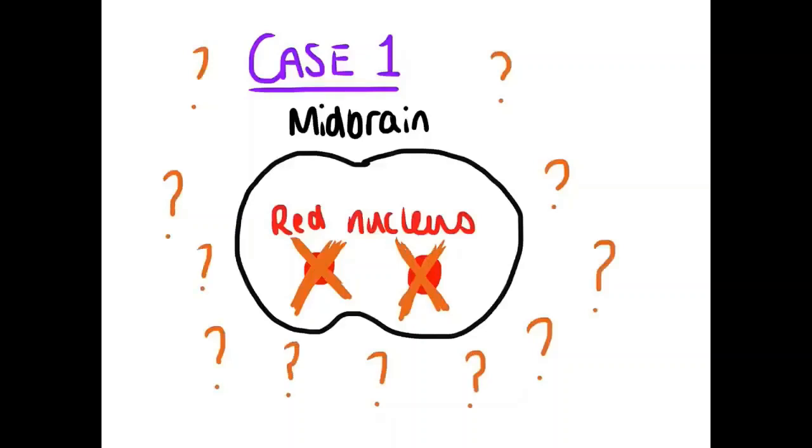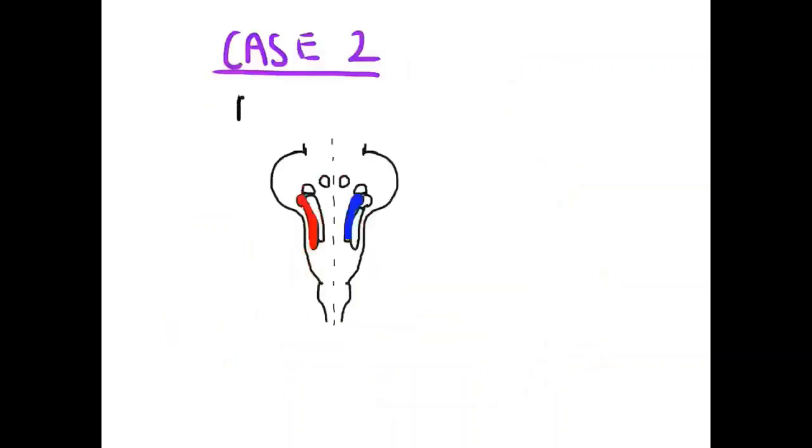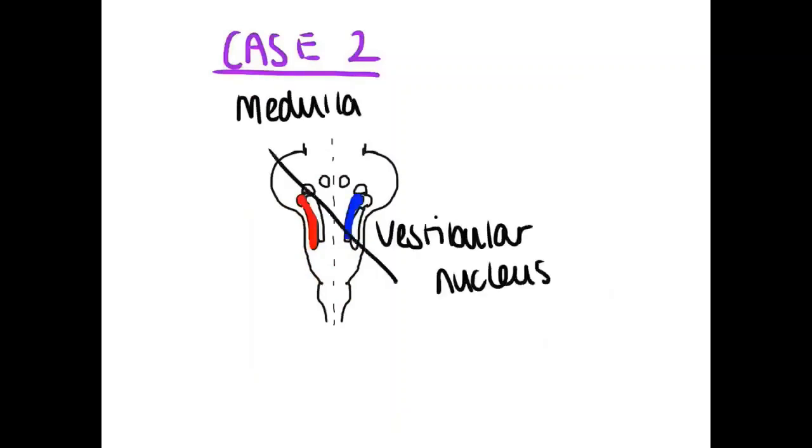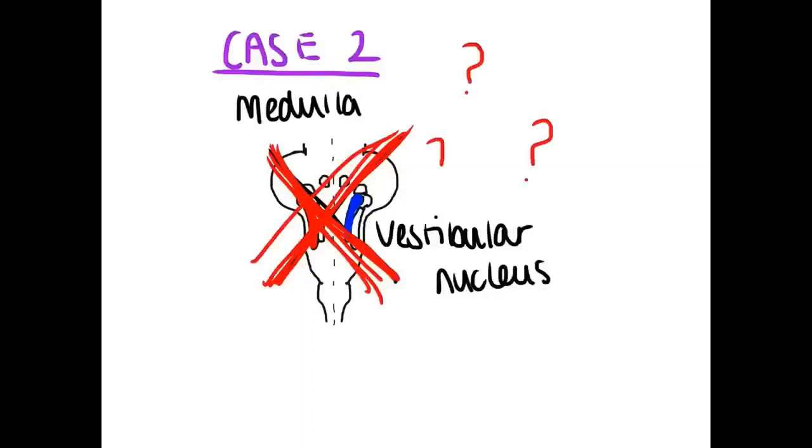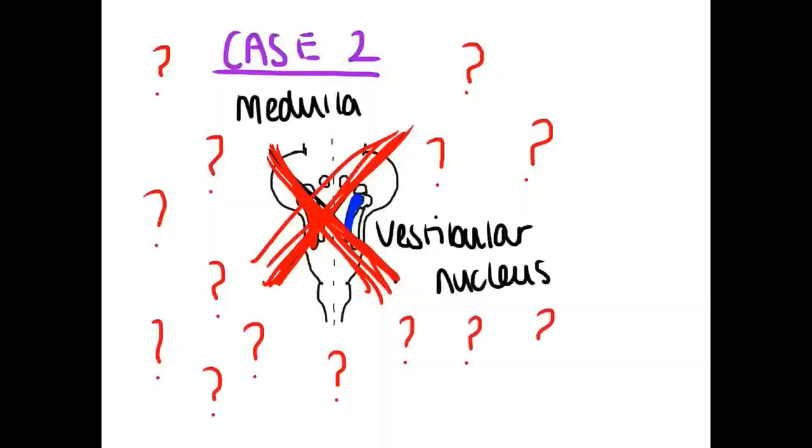A second patient developed scarring of the vestibular nucleus in the medulla due to degenerative disease. What symptoms would they experience and why? Pause here if you need to. They would lose the anti-gravity function of the muscles in their legs and the stabilisation of the head and neck, leading to a loss of balance and an inability to remain upright.